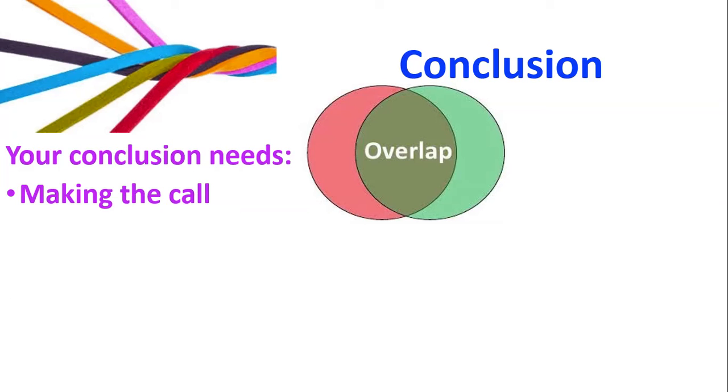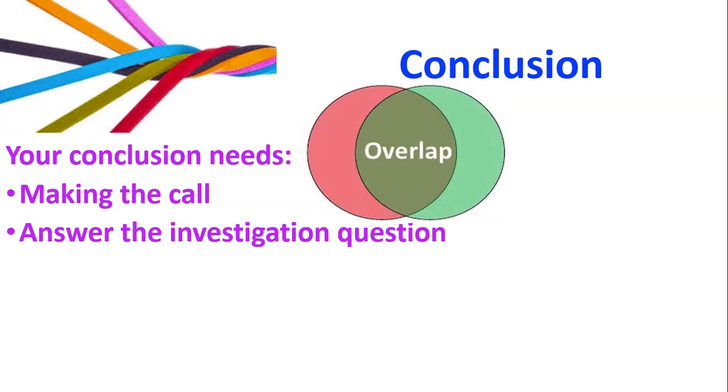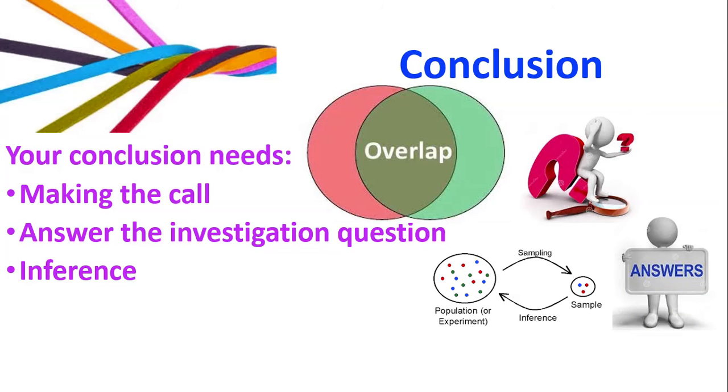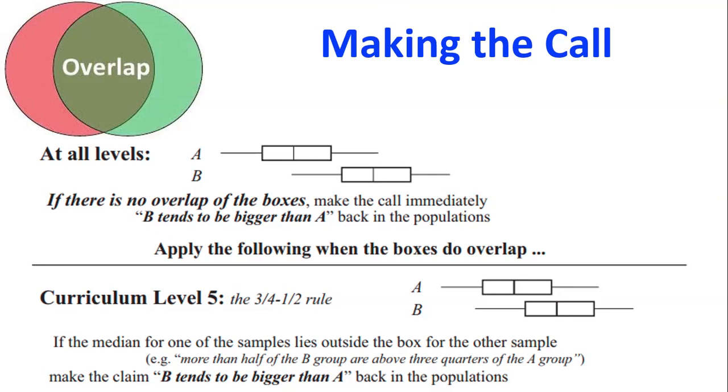And this is looking at how much overlap there is, and have I got enough evidence? Are the medians far enough apart for me to have enough evidence to say that they're different? I need to answer my investigation question. I need to make an inference, and I'll talk more about that in a bit. And we need to discuss what sampling variability is. Okay, so let's start with making the call.